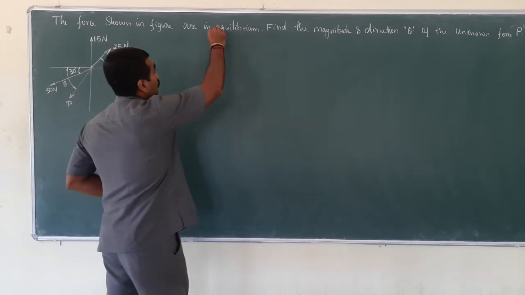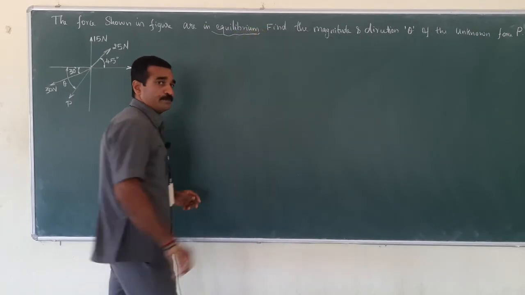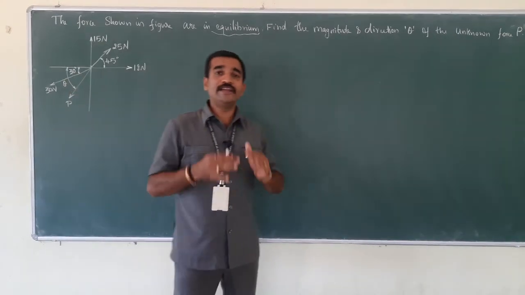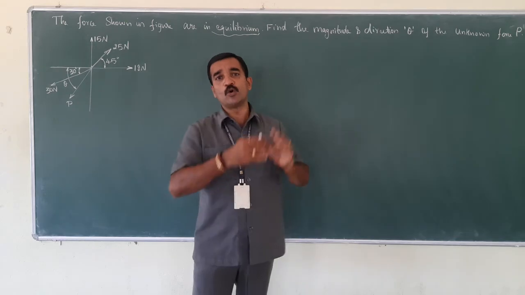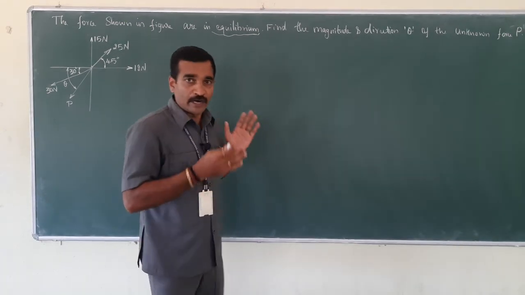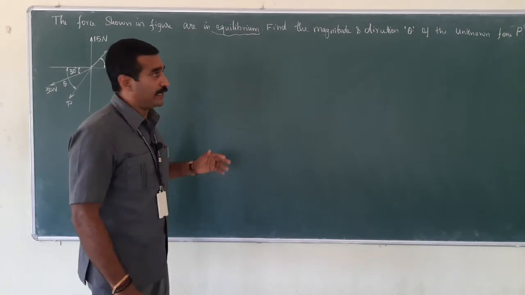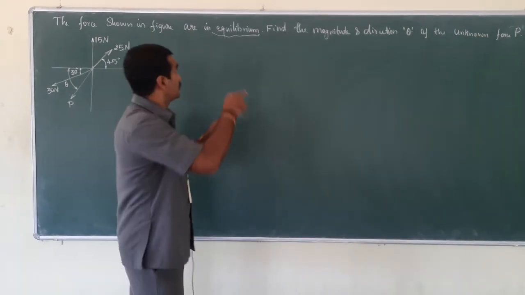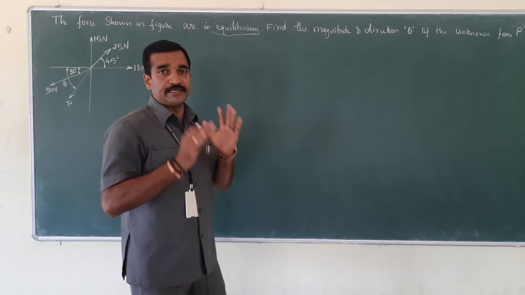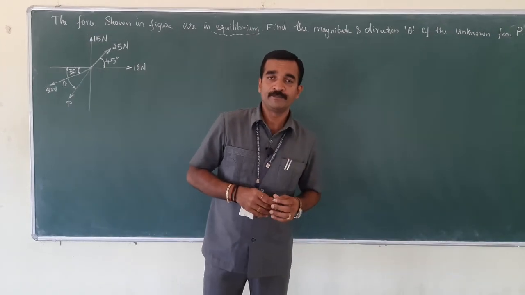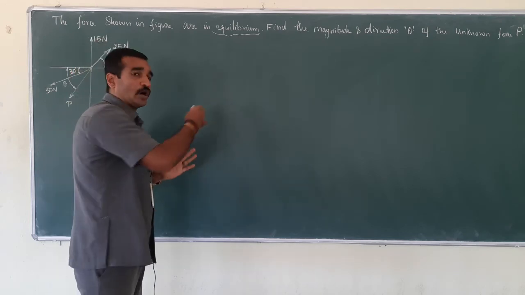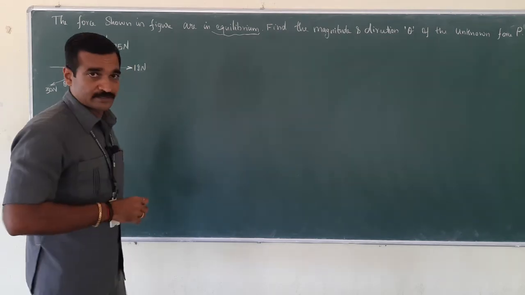So, did you notice the word equilibrium? In the previous problem, to find the unknown, the resultant value was given, isn't it? As far as this question is concerned, two unknowns are there, that is theta and P, for which the condition states that it is an equilibrium, right? So, just observe carefully how I am going to solve this problem.